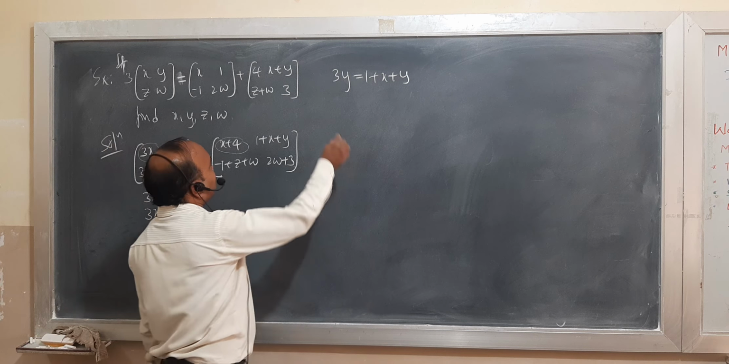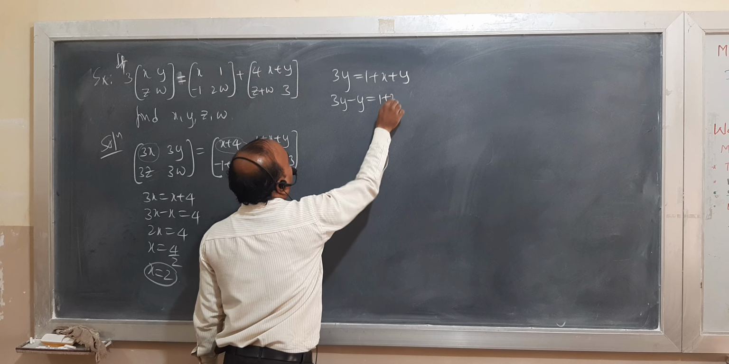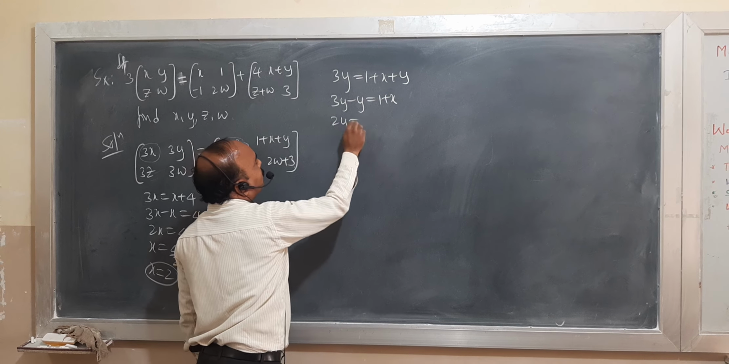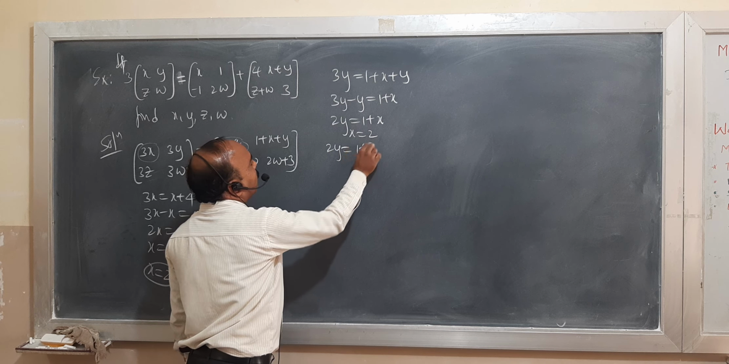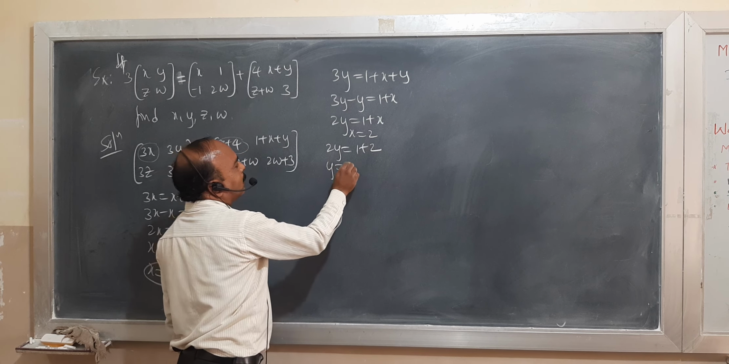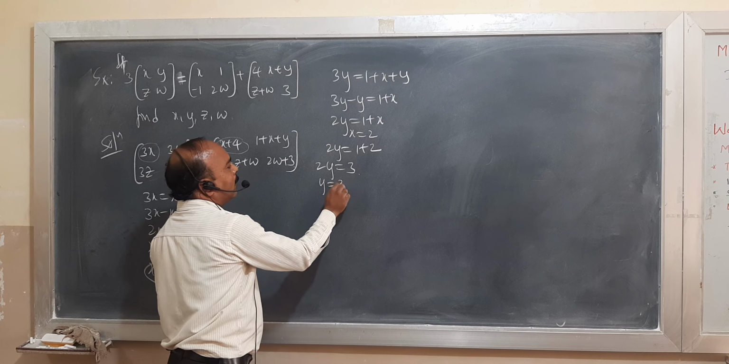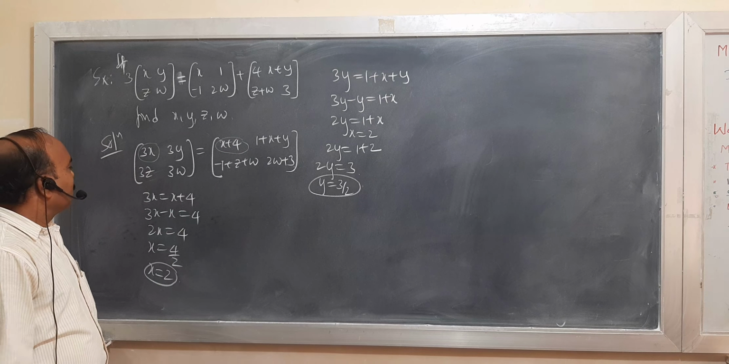Already you know that 3y minus y equal to 1 plus x. Take y to this side. 3y minus y is 2y equal to 1 plus x. Now substitute the value of x. X you got 2. So 2y equal to 1 plus 2, 2y equal to 3. Therefore y equal to 3 by 2. It is the second value of variable.